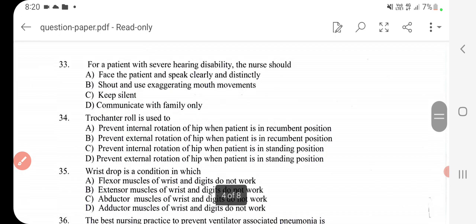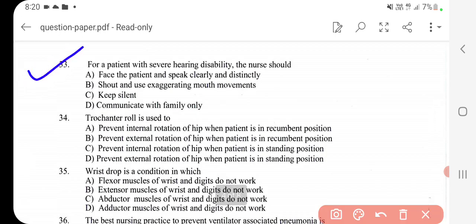Next question number 33. For a patient with severe hearing disability, the nurse should: face the patient and speak clearly and distinctly, shout and use exaggerated mouth movements, keep silent, or communicate with family only. So for a patient with severe hearing disability, the right answer is option A, face the patient and speak clearly and distinctly. So option A is the correct answer.